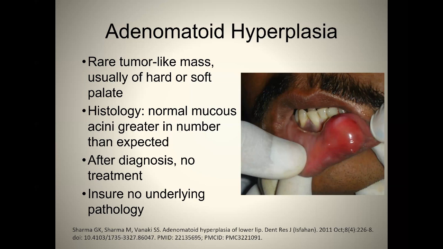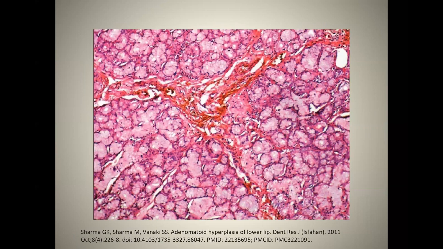The key here, though, is that you have to ensure that this is not a tumor because it's going to look like a tumor. And you have to do your biopsy. And once you get back adenomatoid hyperplasia, it's very rare, go buy a lottery ticket, and then you can follow the patient, but it will likely stick around. Now for cosmesis, you certainly can remove and recontour the lip or palate, but really there's no treatment indicated after a diagnosis has been established. Here's an example from that article where these mucinous acini, there are a lot of them, but they look very normal.